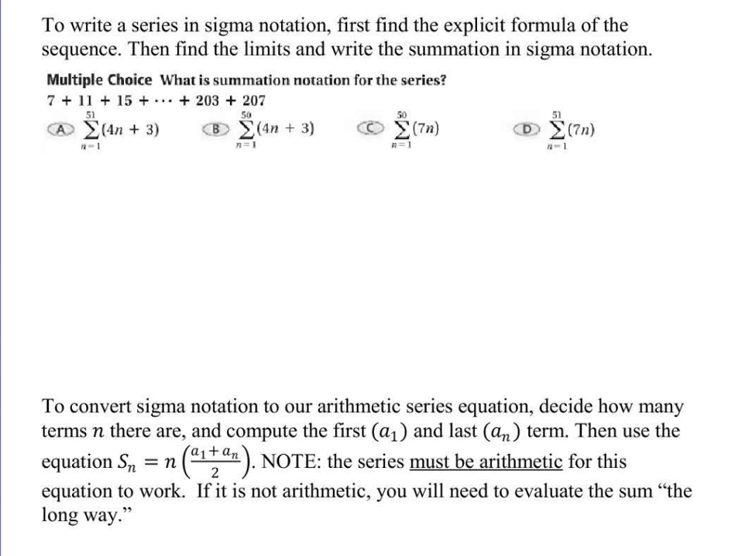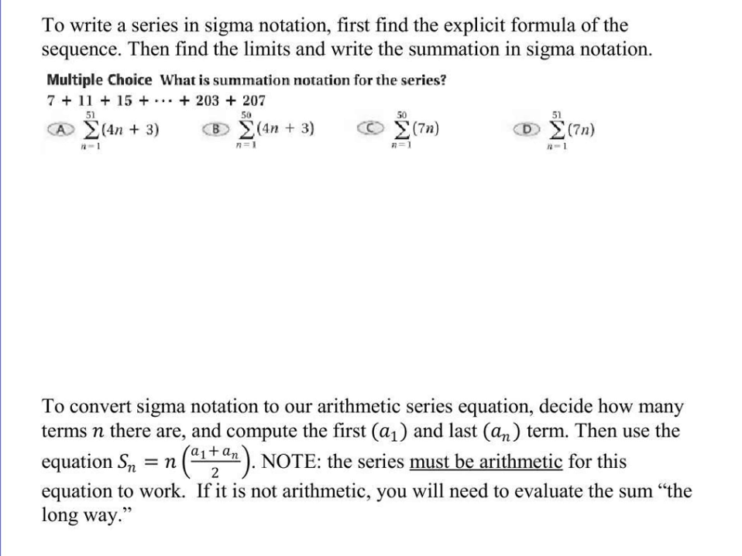Okay, we're going to go the other way now. To write a series in sigma notation, first find the explicit formula for the sequence. Figure out what equation is generating that series or that sequence. Then once you've done that, find the limits, so your first term and your last term, and write the summation in sigma notation. So we have a multiple choice problem here.